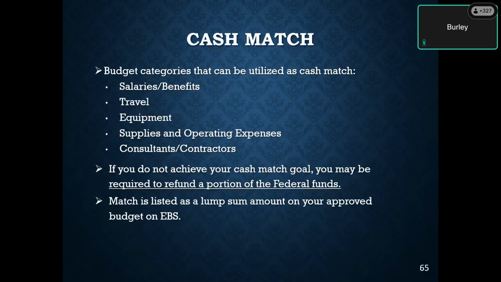This slide lists the budget categories that can be used on the budget for cash match. Keep in mind that if your project does not meet the committed match funds, your agency may be required to refund a portion of the federal funds paid. Note that match is listed as a lump sum amount on your approved budget on EBS.